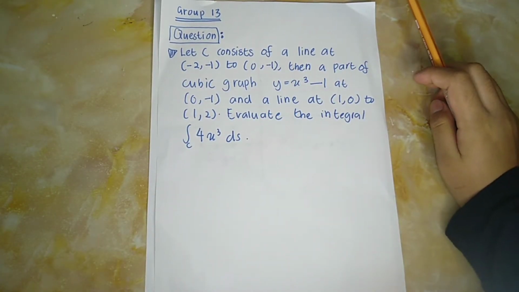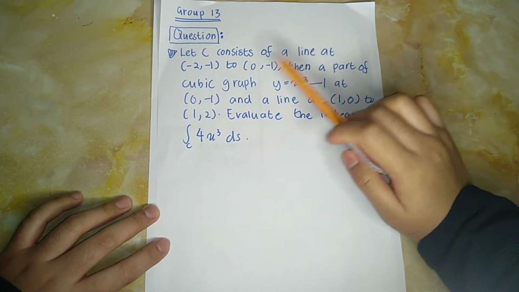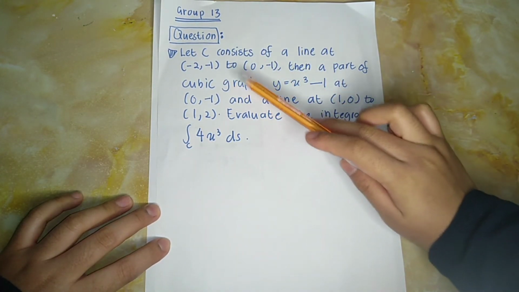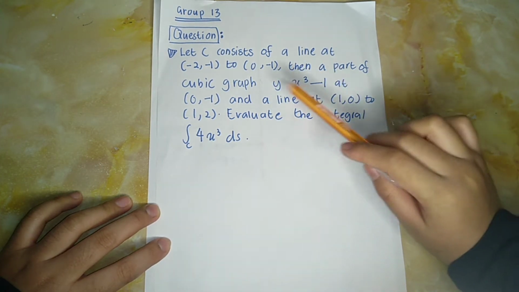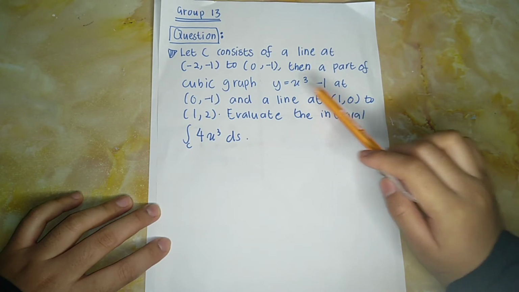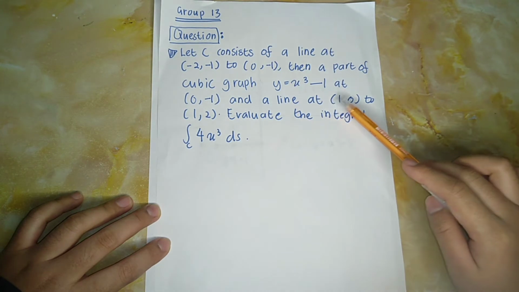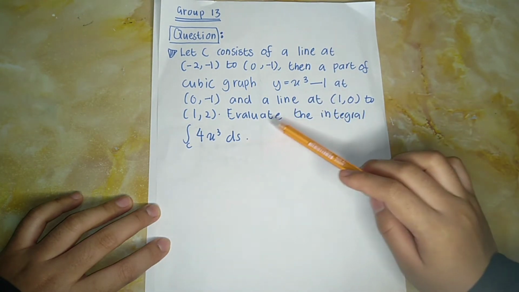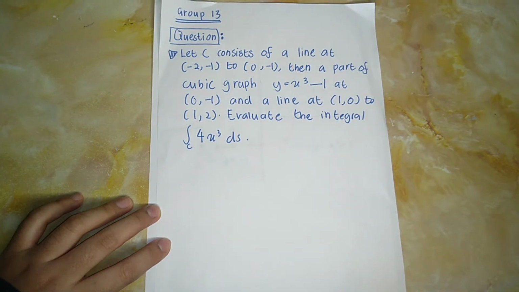Okay, let's move on to the question. Let C consist of a line at point -2, -1 to point 0, -1, then a part of the cubic graph y equals x cubed minus 1 at point 0, -1, and a line at 1, 0 to 1, 2. Evaluate the integral of 4x cubed ds.